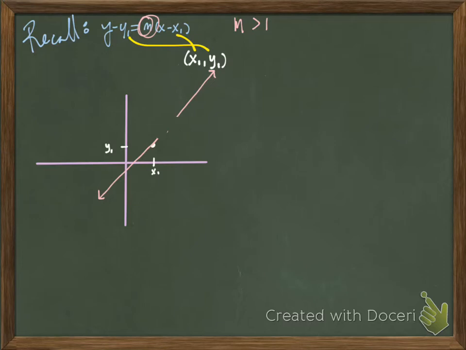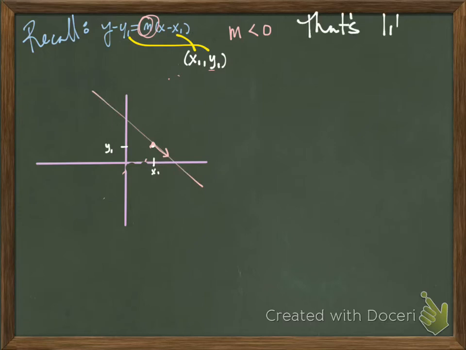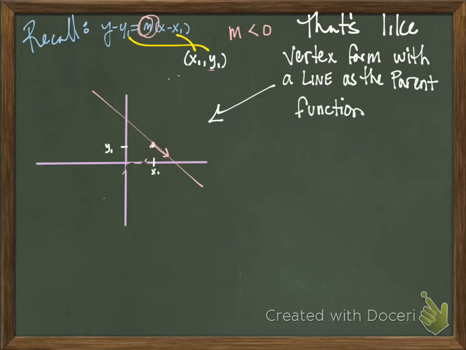Then we could draw our line. If m was greater than 1, a larger number, then it would be a steeper line, and if it was negative, then it would be a downhill line. So that's like vertex form, only with a line as the parent function instead of a parabola. With quadratics, we have a parabola as a parent function, but it's going to be the same types of transformations. Instead of looking at where that point is, we're going to look at where the vertex is and how it's moved based on what we've written in the equation.